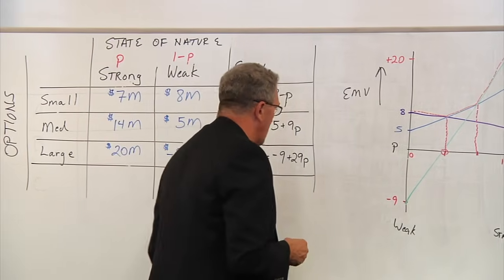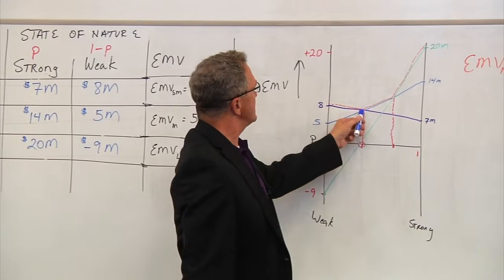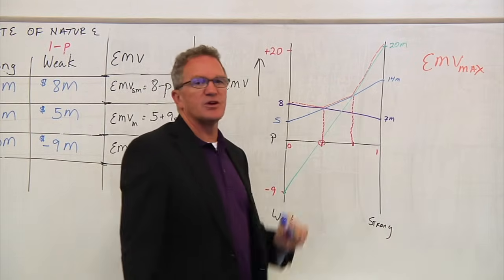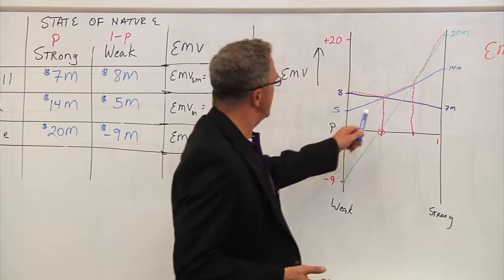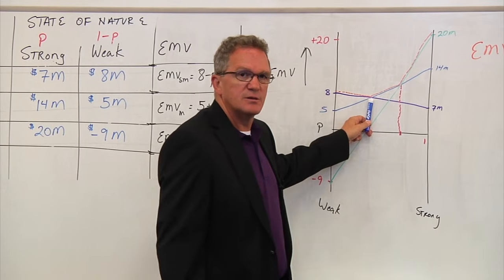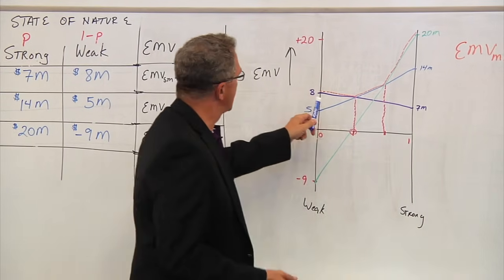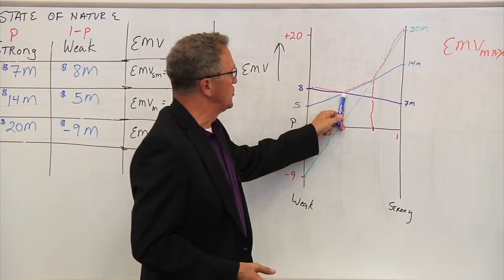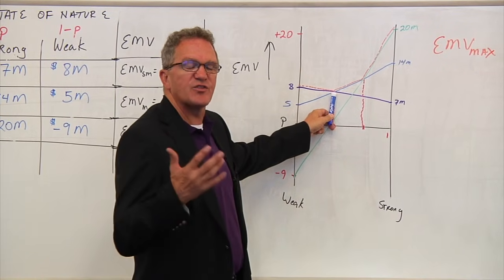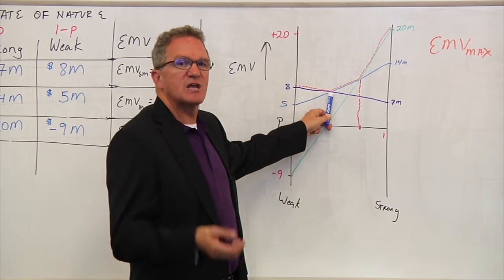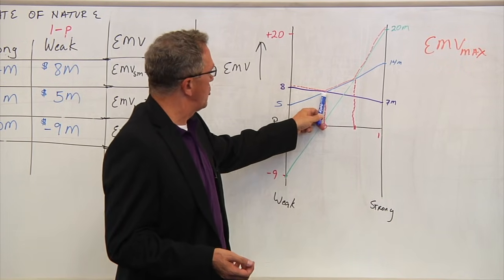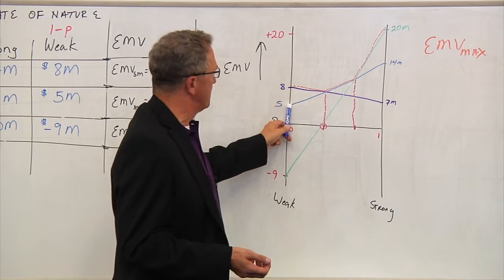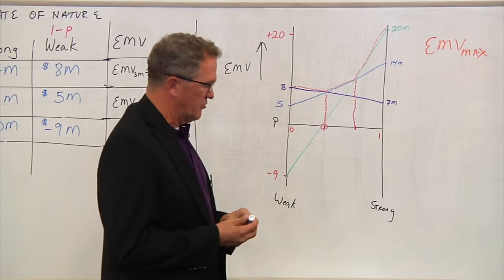So what would we want to know here? Well, we'd want to know what the value of P is here. Well, that goes back to what we said earlier. What is this right here? This is an intersection. What is it really? It's where the expected monetary value of medium and small are the same. That's our definition of what? Indifference point. If we find the indifference point between small and medium, we'll find that value of P.